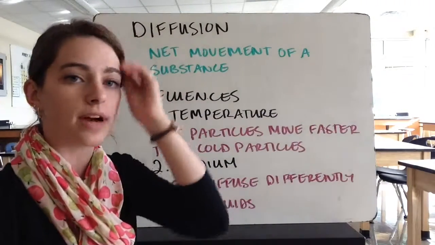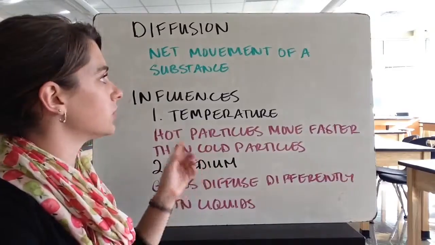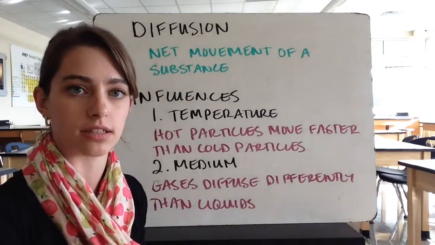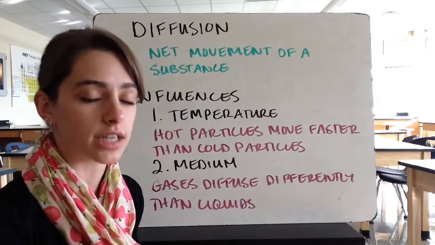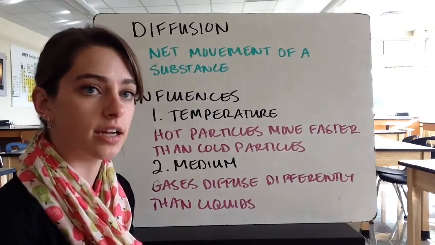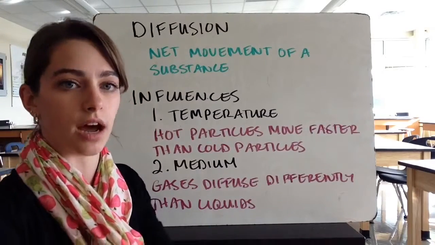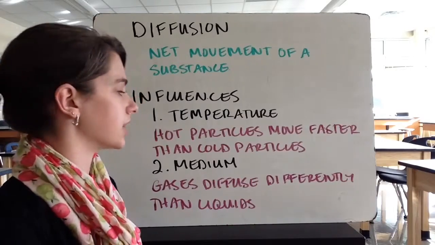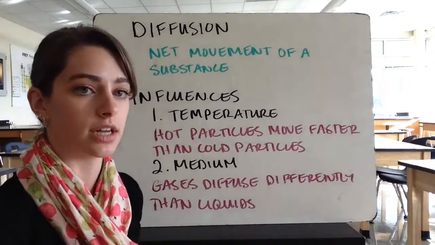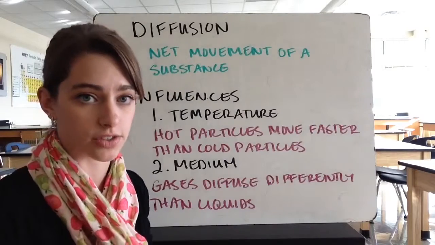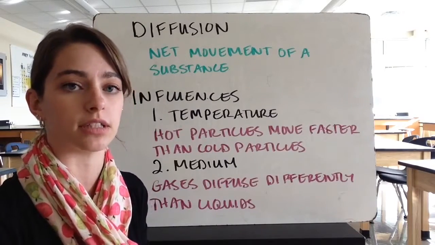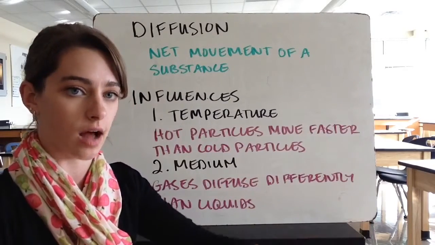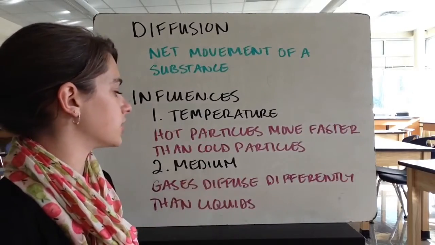So to summarize the idea of diffusion, diffusion is the net movement of a substance. Whether it's a gas, whether it's a liquid, we looked at both today. It's really just the movement of a substance. And there are two things that influence diffusion. The main one that we looked at was temperature. Again, hot particles move faster than cold particles, so if you want something to diffuse more quickly, you need to heat it up. We also have to pay attention to the medium.